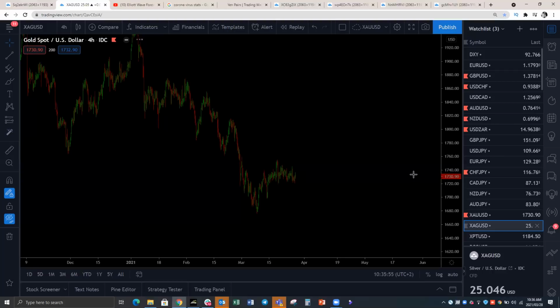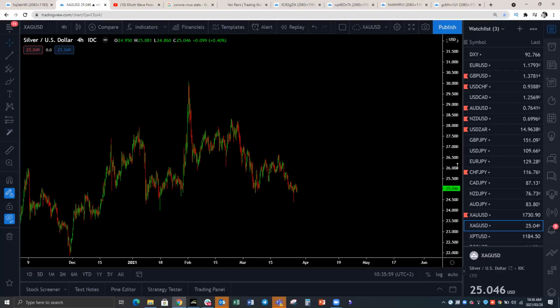Silver, however, is a little bit clearer. And this was one of our trade setups.